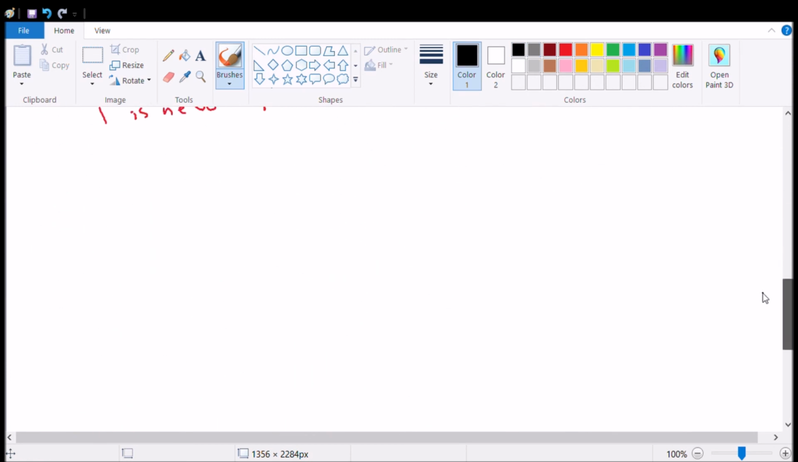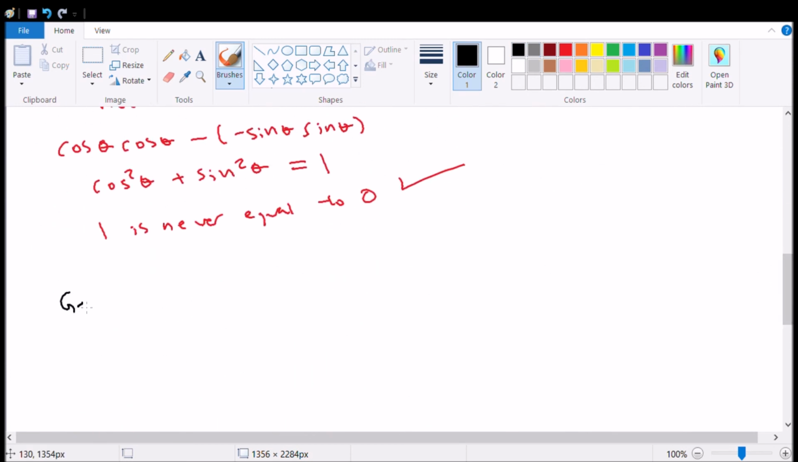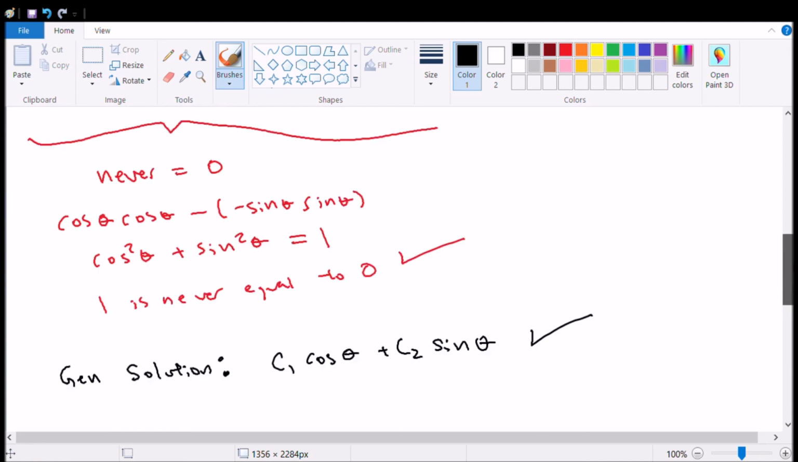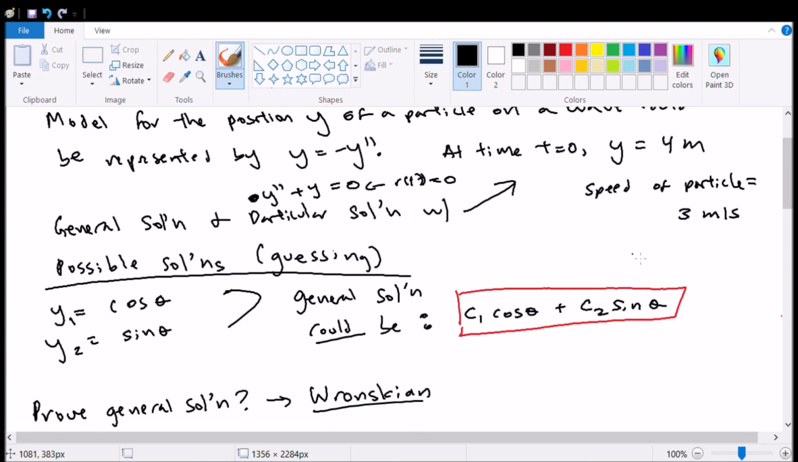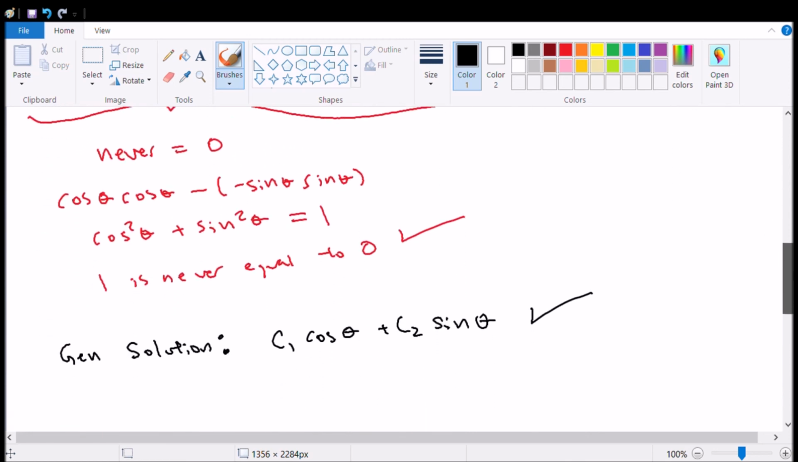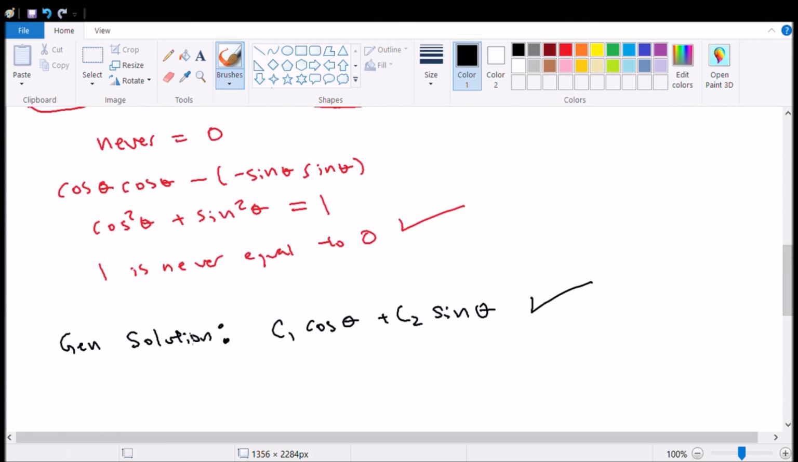So the general solution is C1 cosine theta plus C2 sine theta. The question asks, I believe, for a particular solution as well to those initial conditions, but that requires a lot of algebra, and I'm sure you all know how to do algebra, so we're just going to stop here.